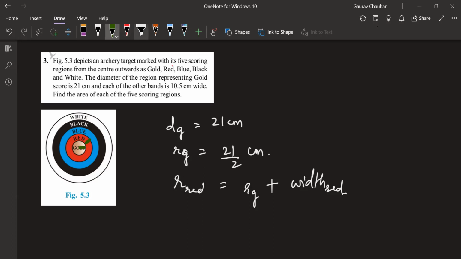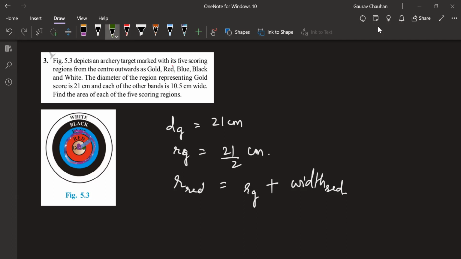See, okay. Look at this, Tulsi. This is my red circle. Okay, my red circle is this, right? I am finding the radius of the red circle. The center is here only. Center of the gold and center of red is the same. What kind of circles are these? Concentric circles.